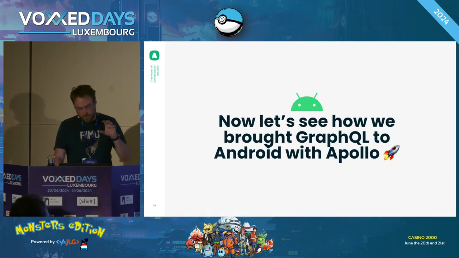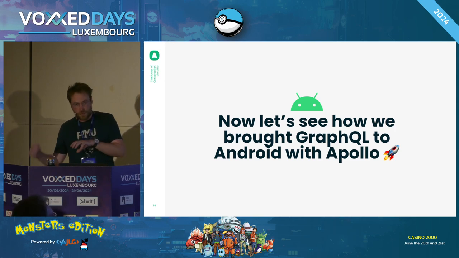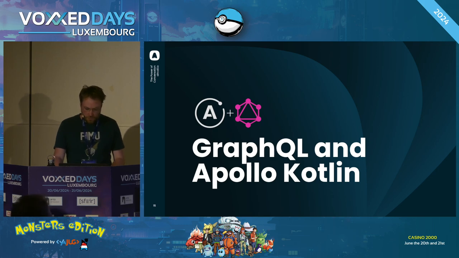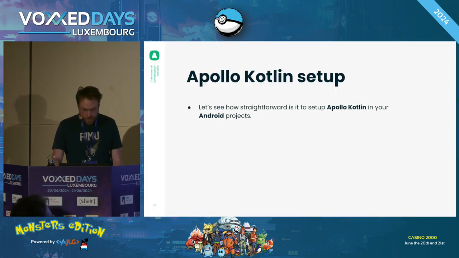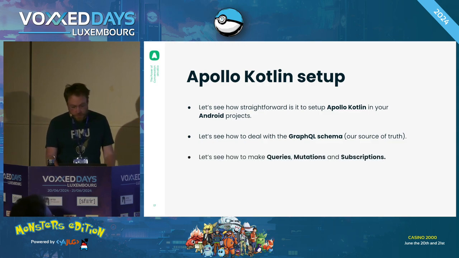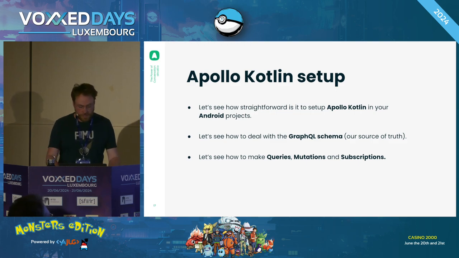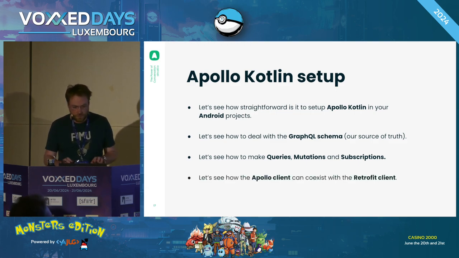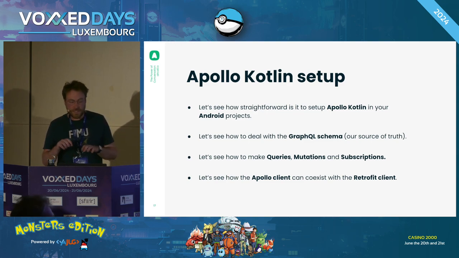Okay, so now I want to have a bit of a focus on how you can bring Apollo into your Android application. Let's see how you can quickly implement Apollo Kotlin in your Android app. Let's see the setup now. You'll see it's going to be very straightforward to have your Apollo Kotlin SDK running in your Android project. First, let's see how you can deal with your GraphQL schema, which is the source of truth of everything you need for querying your data. It will be possible to query data, make mutations, so posting data, and have subscriptions, the WebSocket part. It's a migration, so both systems, our REST client, Retrofit, can coexist with the new GraphQL client, Apollo.